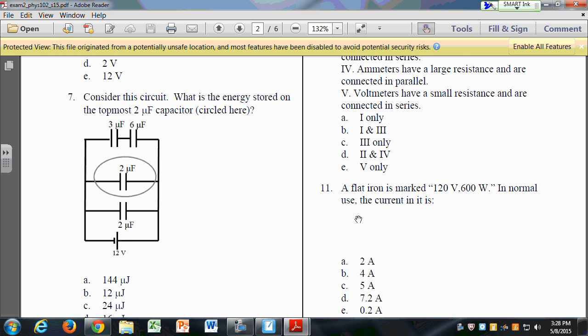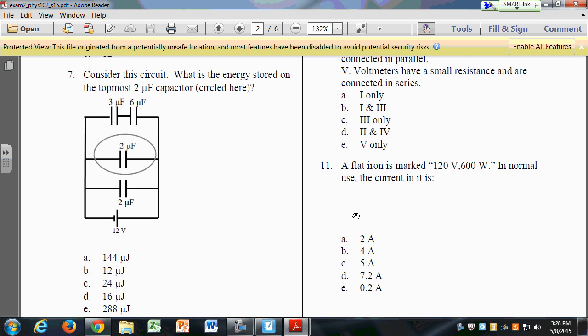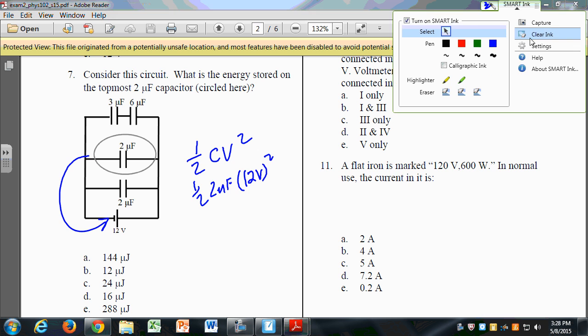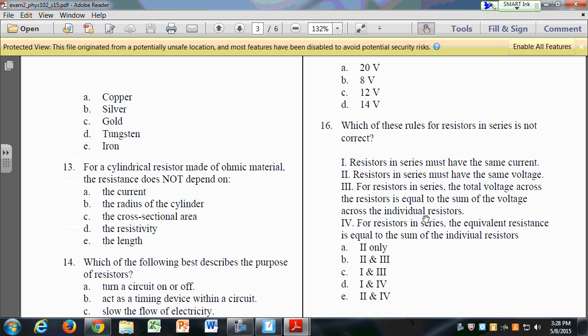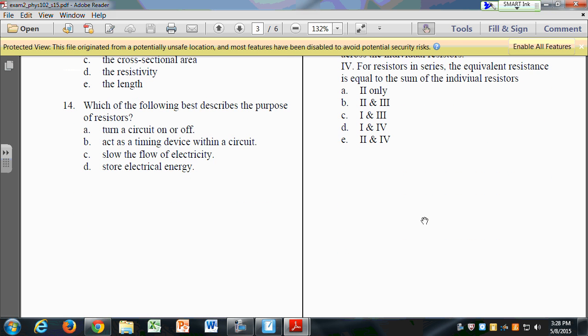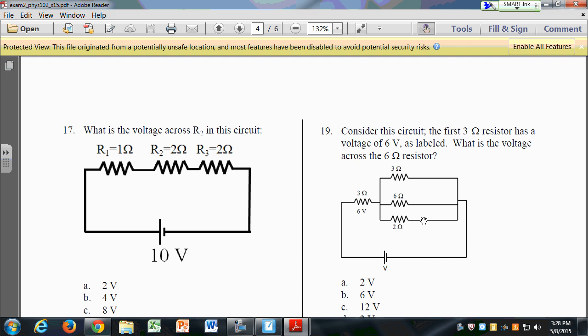Number 7, the energy stored on the topmost 2 microfarad. This is just the energy, which is 1/2 CV squared. C is 2 microfarads, V is 12 volts squared, because they're in parallel, so I have the same voltage as the battery. So that's 144 microjoules. You have that equation on your equation sheet. I say none of them are complicated, but some people didn't do very well, so it is complicated, some of it.